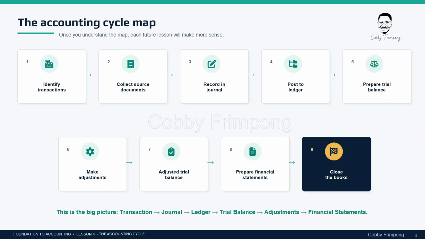The accounting cycle map. The accounting cycle usually includes identifying transactions, recording transactions in the journal, posting to the ledger, preparing the trial balance, making adjusting entries, preparing the adjusted trial balance, preparing financial statements, and closing the books. In this beginner lesson, the big journey is transaction, journal, ledger, trial balance, adjustments, and financial statements.